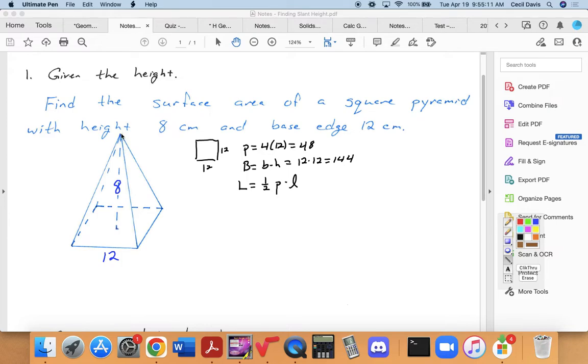Well, remember that the slant height goes from the vertex down the center of one of the sides, one of the lateral faces. And you're like, okay, that's great. Well, I can connect those. And that's a right angle.